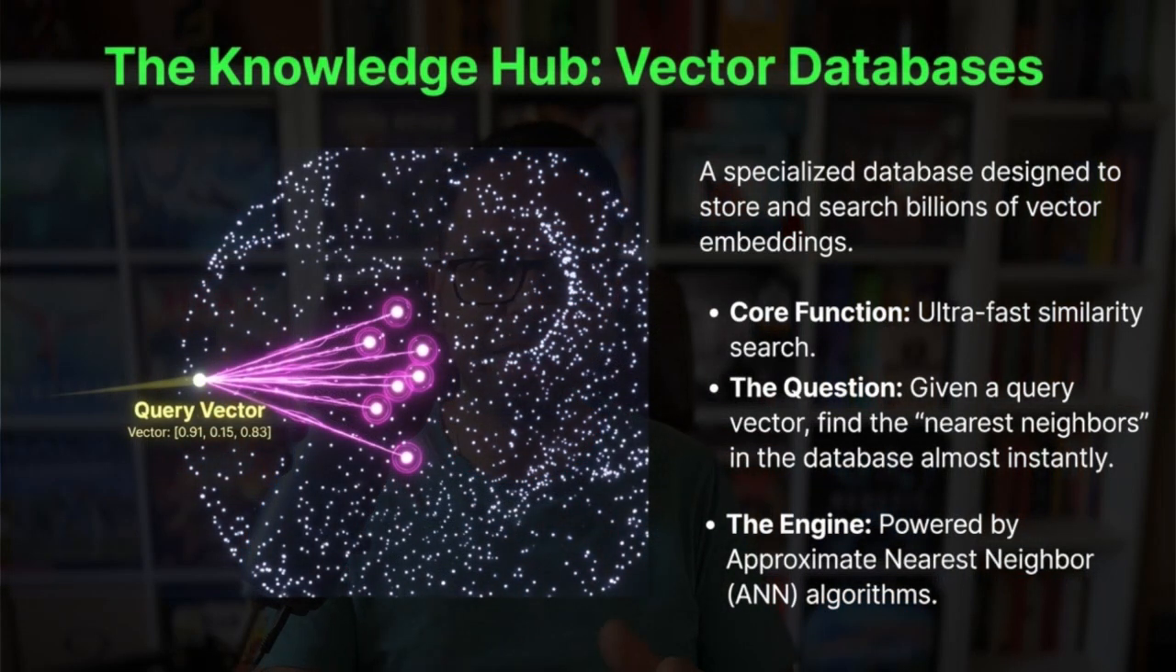Second thing is that once we create these numbers, vector embeddings, right, we have to store that, and we cannot store them in a traditional relational database, right? And this is where the vector database comes in. Now, what is a vector database? So a vector database is a specialized database designed for a quick search on billions and billions of vector embeddings.